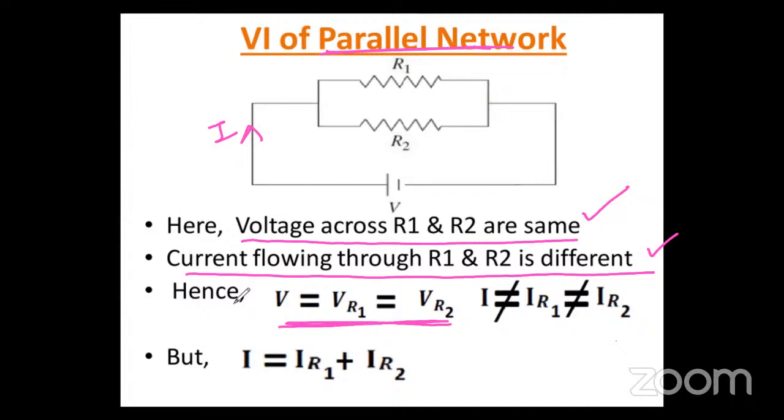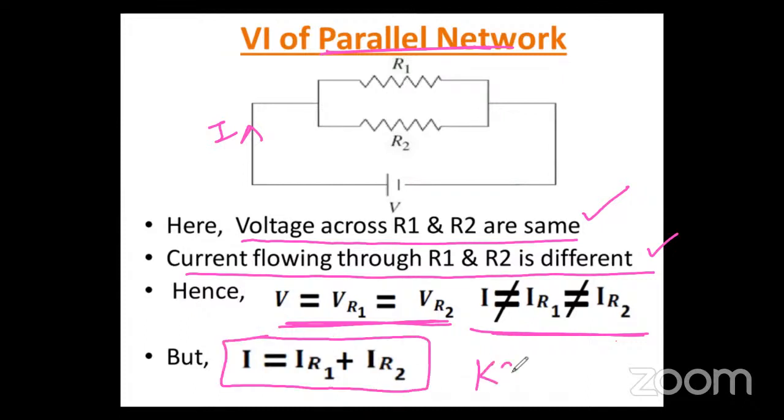So जो concept series में देखा उसका totally reverse. So in the series voltage are different, लेकिन यहाँ पे voltage are same. In the series current are same, लेकिन यहाँ पे current different. I is not equal to IR1. And what is the final conclusion? We can design one formula. I is equal to IR1 plus IR2.